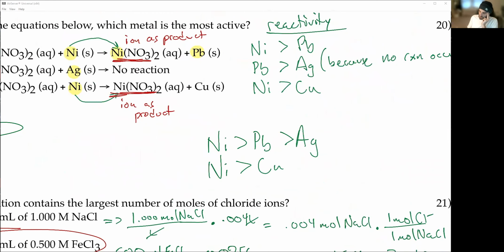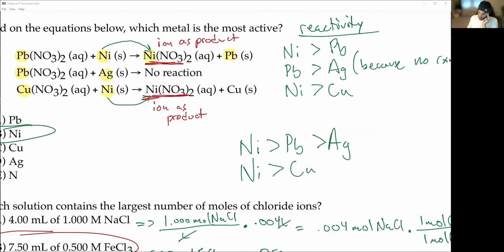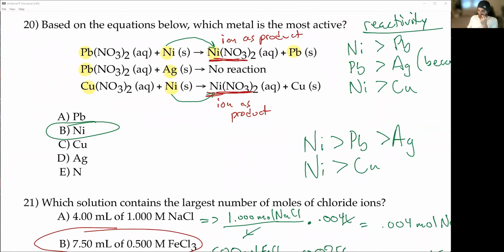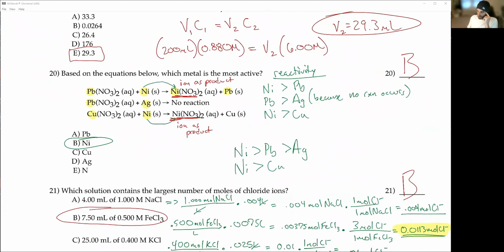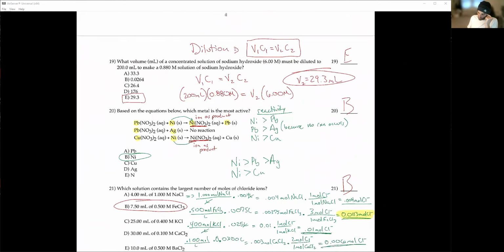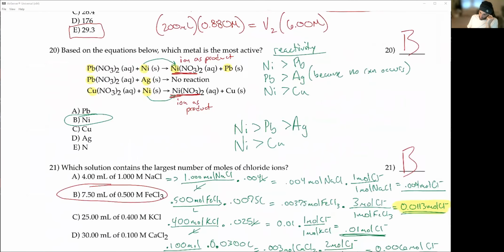So in terms of chaining these together, I know nickel is greater than lead. I know lead is greater than silver. And I know nickel is greater than copper. We don't really have anything comparing copper to any of the others, but that's what we can say just based on this. So which is the most reactive? Nickel seems to be more reactive than any of them. So B is the answer. All right. Which one has the largest number of moles?